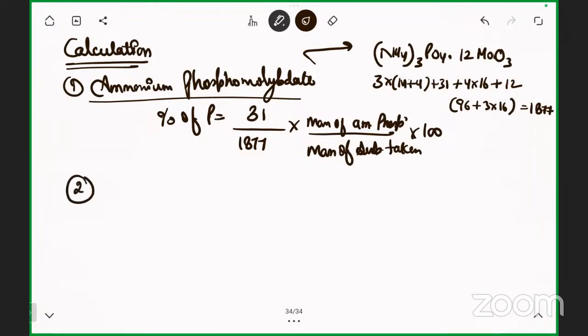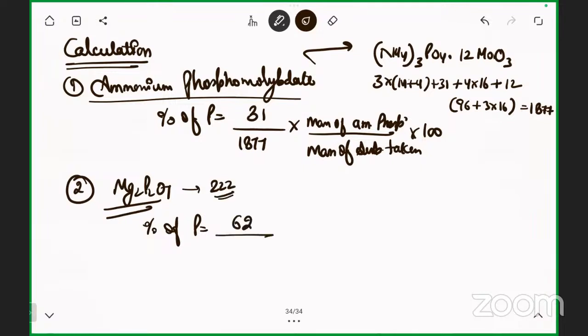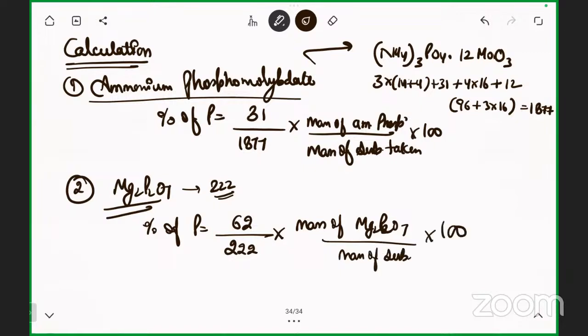Second method I'm using is on the basis of when we are taking the magnesium chloride, and the pyrophosphate was formed. So let's discuss on the basis of Mg2P2O7. Percentage of phosphorus is equal to, see, the mass of this compound is 222. That is 62 divided by 222 into mass of Mg2P2O7 divided by mass of substance taken into 100. So this is a formula.